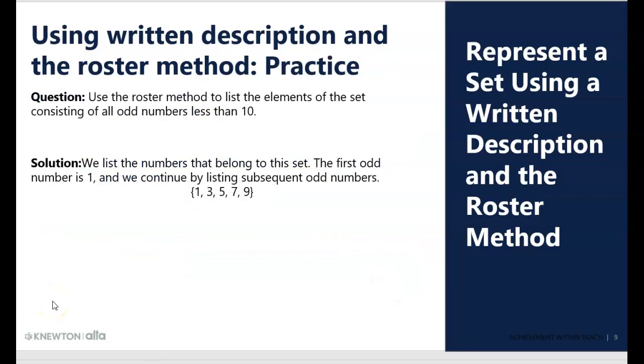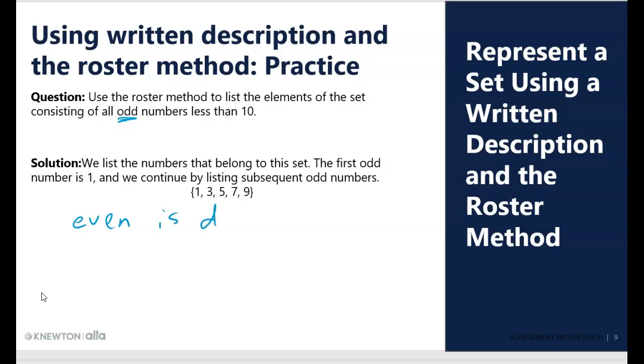So let's practice one. Now, pretend we're not looking at the solution here. Let's use the roster method to list the elements of the set consisting of all odd numbers less than 10. Well, this is probably a good time to take a look at what makes a number odd and what makes a number even.